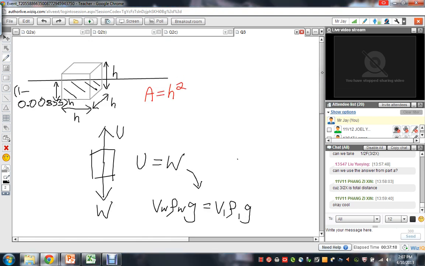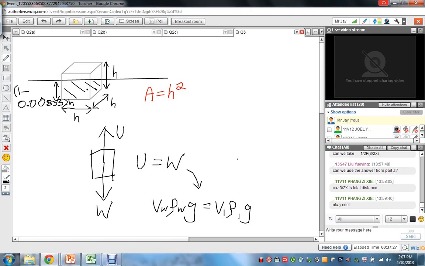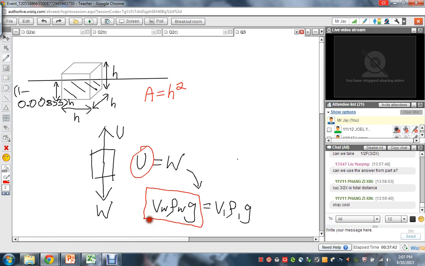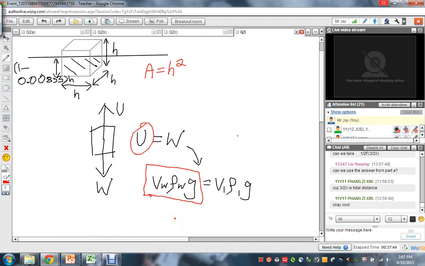The ice is partially submerged, so it has a submerged volume of this shaded region here. That amount of volume has displaced water, and the weight of that displaced water is equivalent to the upthrust experienced by this object. So upthrust is equal to the volume of the displaced water times density of water times G. And the weight of the ice itself is volume of the ice times density of ice times G.